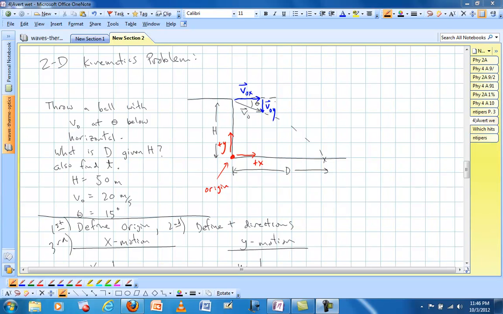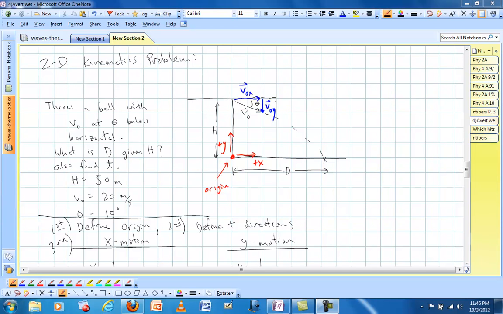And we want to know how far away from the cliff, capital D here, does the ball land, given some height of the cliff. And we are also going to find the time that the ball is in the air. So we're given the height of the cliff, 50 meters, initial velocity 20 meters per second, and theta is 15 degrees. So you probably want to stop the video and try to set this up yourself.